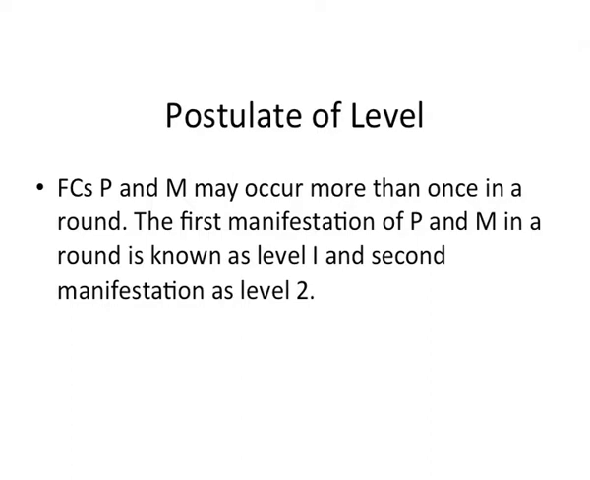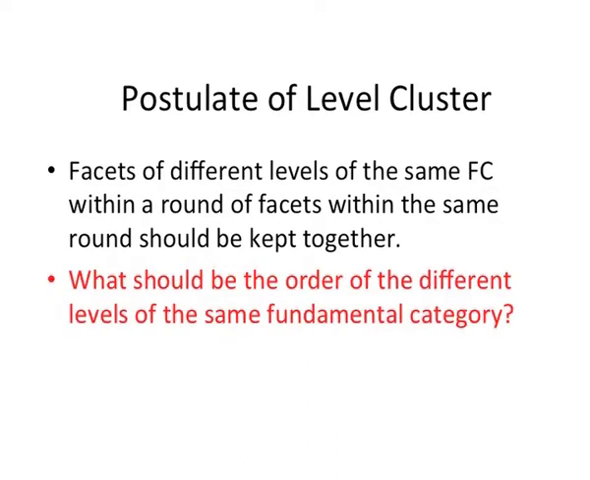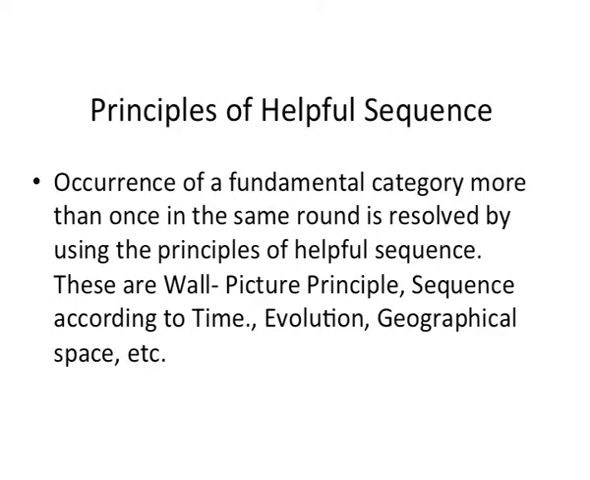Now, postulate of level cluster: he says that facets of different levels of the same fundamental category within a round should be kept together. So, if personality occurs more than once in a particular round, all those levels of personality should come together. Similarly, matter occurring once, twice, thrice in a particular round should be put together. They should not be separated from each other. This is another postulate. Then he has given the principles of helpful sequence.